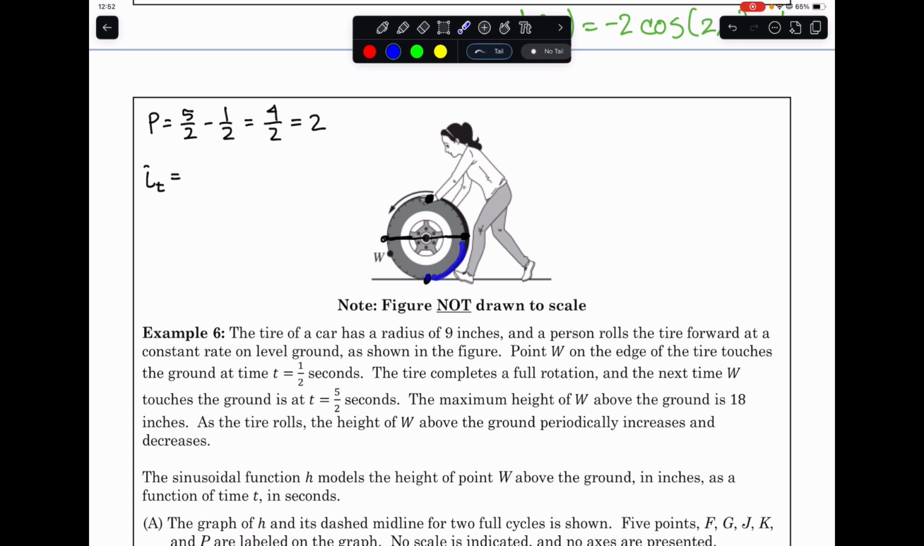each quarter turn, so the time it takes to go from here to there, and then from here to the top where the hand is, from the hand to this position right there, and then from right here back to the bottom, would be 2 divided into 4 quarter turns, so 1/2. So it takes half of a second to make a quarter turn.